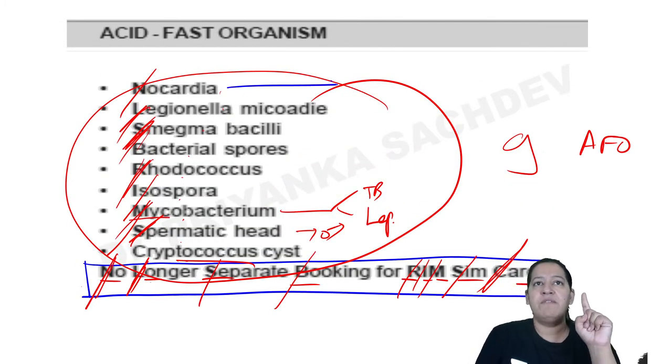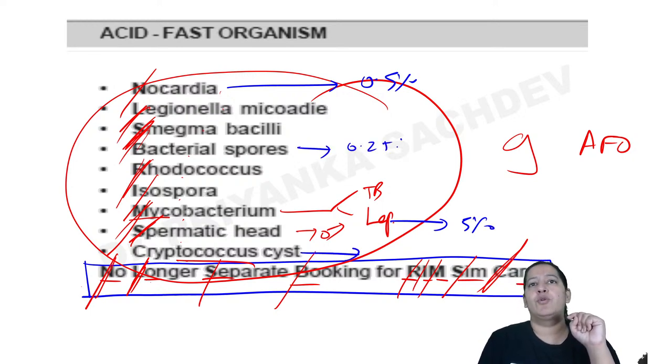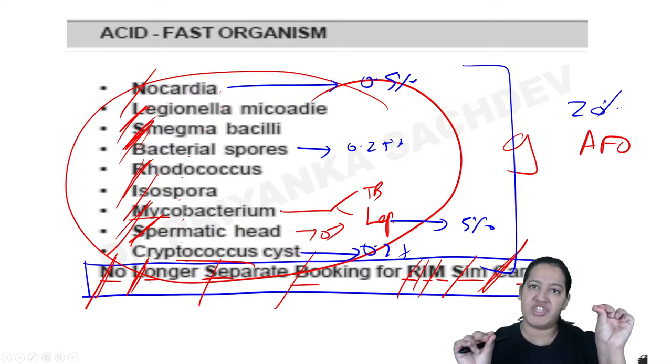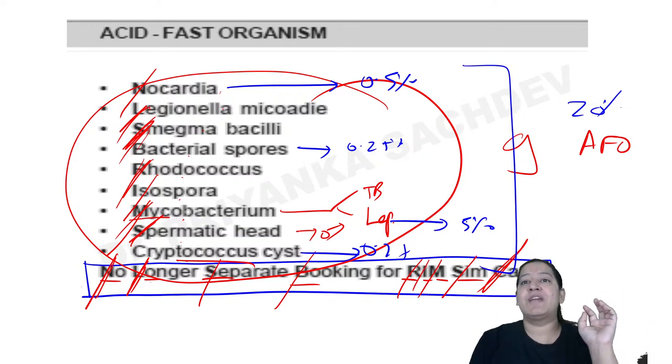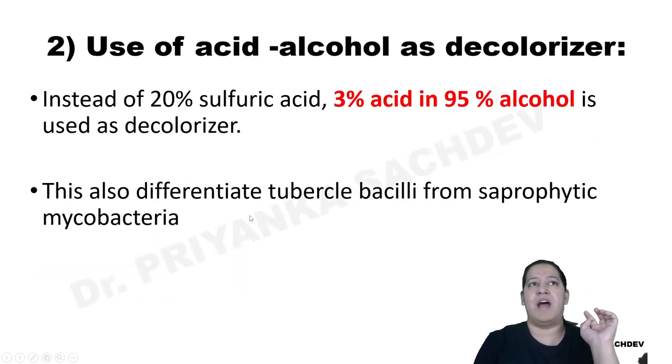So in the no longer separate booking mnemonic, write it here. In Nocardia we are using, I guess, 0.5%, right? In Mycobacterium leprae we are using 5%. And in Cryptococcus or bacterial spores we are using 0.25%. In all the remaining ones, we are using 20% standard. Standard is 20%. So give me a thumbs up, that is the modification. Many MCQs come on this, especially on leprae. 5% H2SO4 we use in leprae. Have you got it?